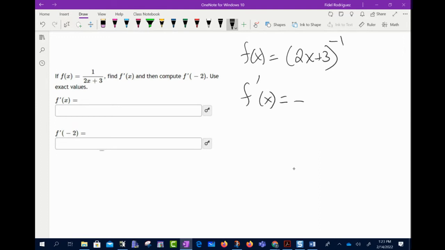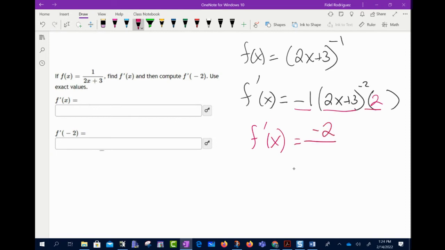So the first derivative is going to be -1 times 2x plus 3. Anybody know the power? -2. Okay, and then we still have to take the derivative of what's inside. What's the derivative of 2x? 2. And the derivative of 3 is 0, so we don't need it. So now our derivative should look something like this: -1 times 2, so -2 over 2x plus 3, all being squared.